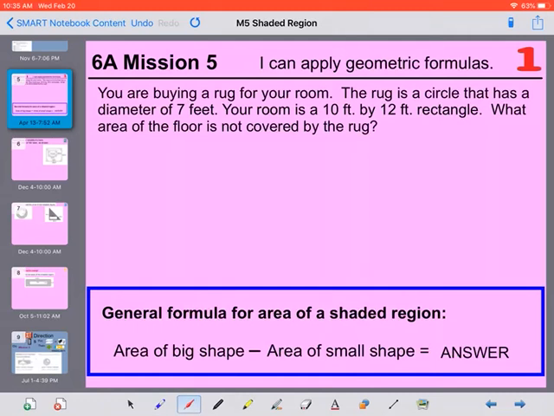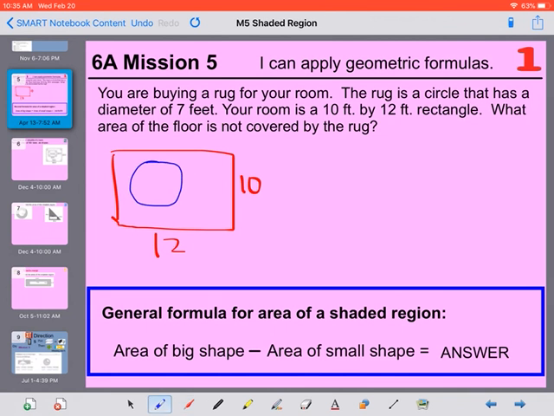So there's not a picture, so I'm going to draw a picture. And it says the room is a rectangle, and it's 12 feet by 10 feet. And the rug is a circle that has a diameter of 7 feet. So I'm going to draw a circle in your room. Diameter means all the way across, 7 feet. So we want to know what the area of the floor is not covered by the rug. So we want to know, like, what's the area of this part, not including that circle.